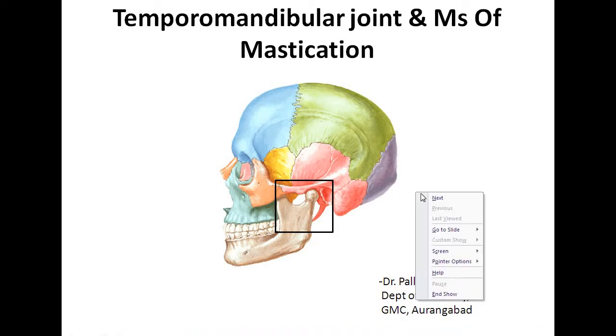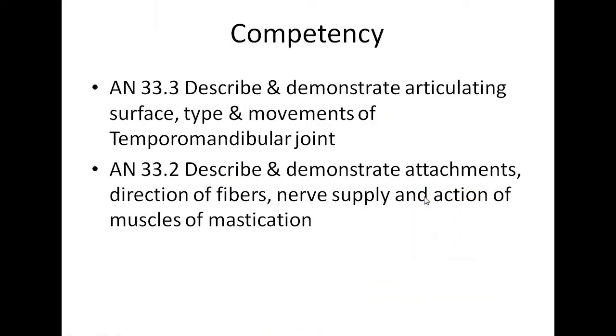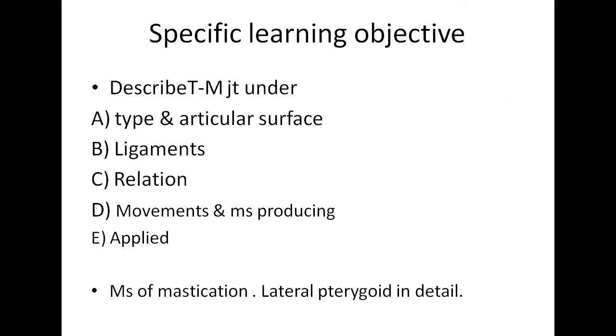The competencies in this lecture are: you should describe and demonstrate the articular surface, type and movements of the temporomandibular joint, and describe and demonstrate attachment, direction of fibers, nerve supply and action of muscles of mastication.